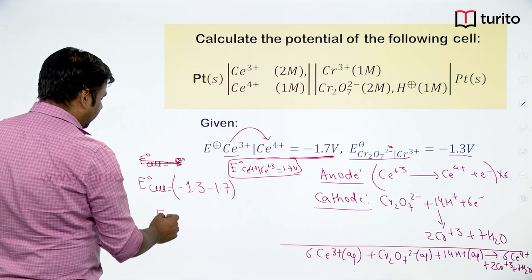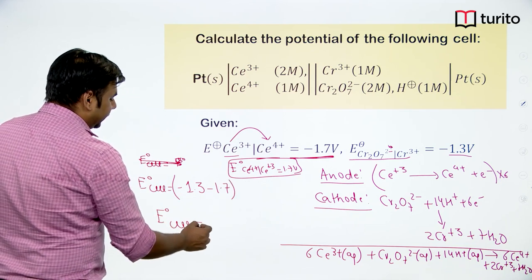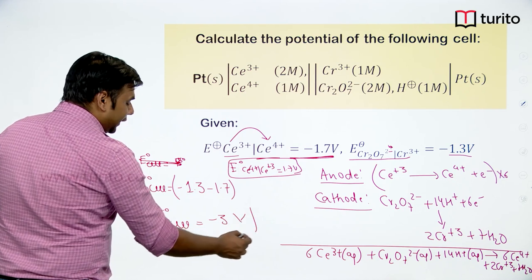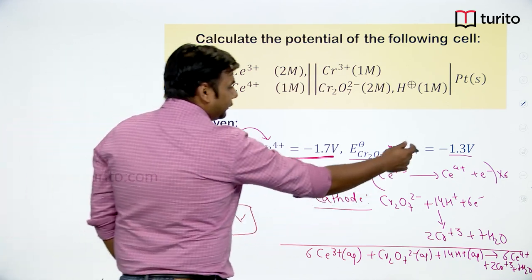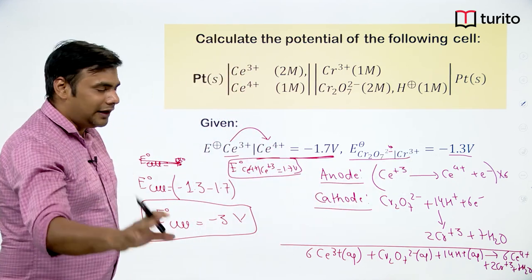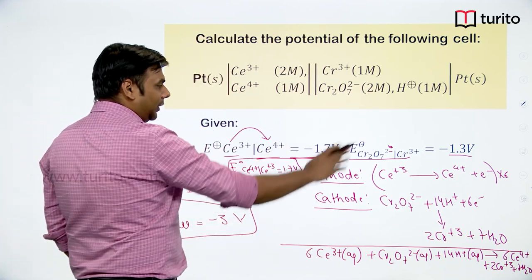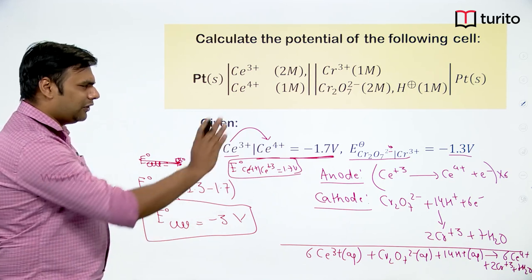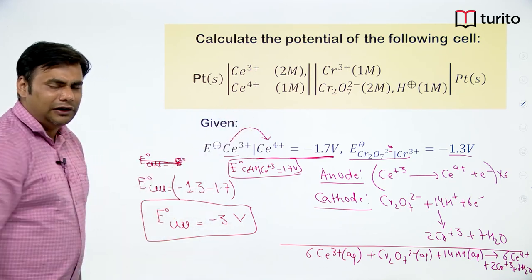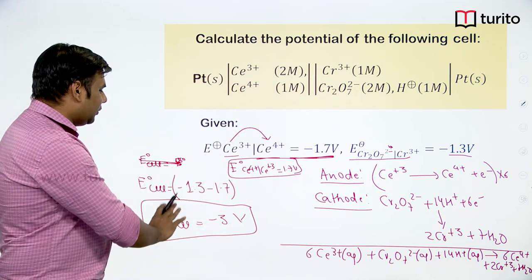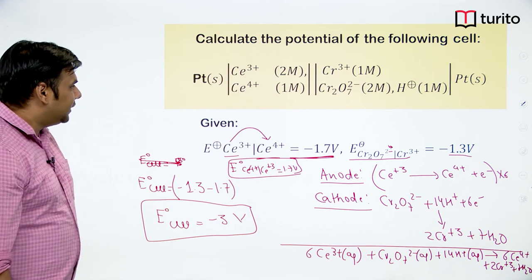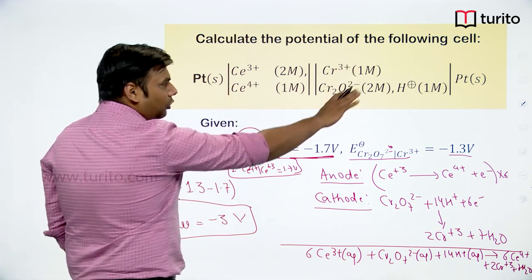So the overall E naught cell would be minus 3. Now this is coming negative, I will tell you why. Because the value is plus 1.3. But let's take whatever value is given to us, because the reduction potential of dichromate ion is plus 1.3. But whatever data has been given in the question, we'll use only that. So E naught cell we got as minus 3 volt. Okay, so hope you have understood this.